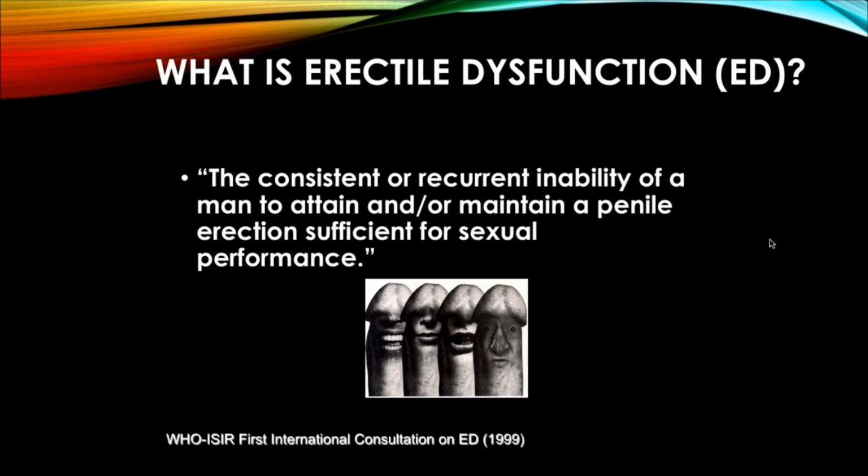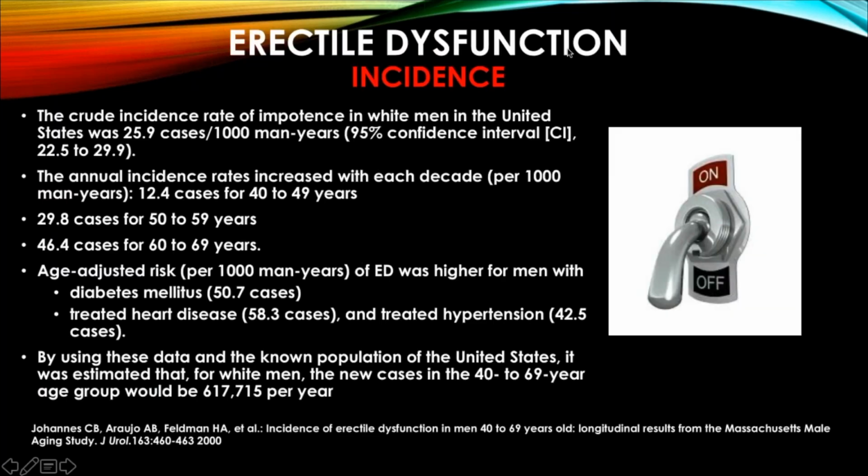The definition of erectile dysfunction came out in early 1999, and it's the consistent or recurrent inability of a man to attain and/or maintain an erection sufficient for sexual performance. And the incidence is much higher than you think. The overall incidence is about 26 per 1,000 man-years. But if you actually look, it's about 29% from age 50 to 59, 46% from 60 to 69, and it increases per decade.